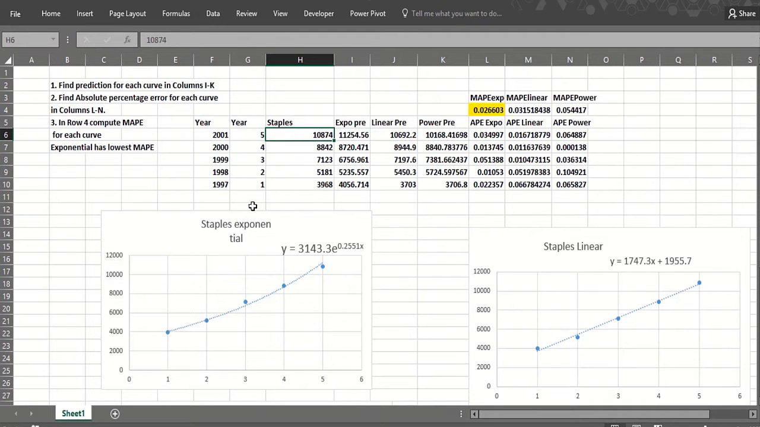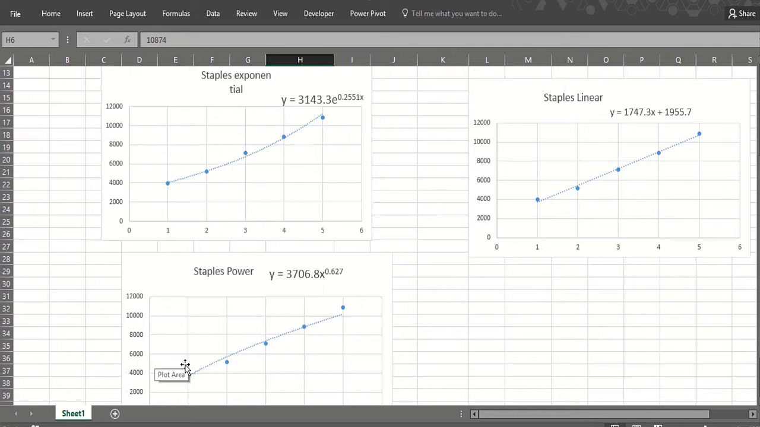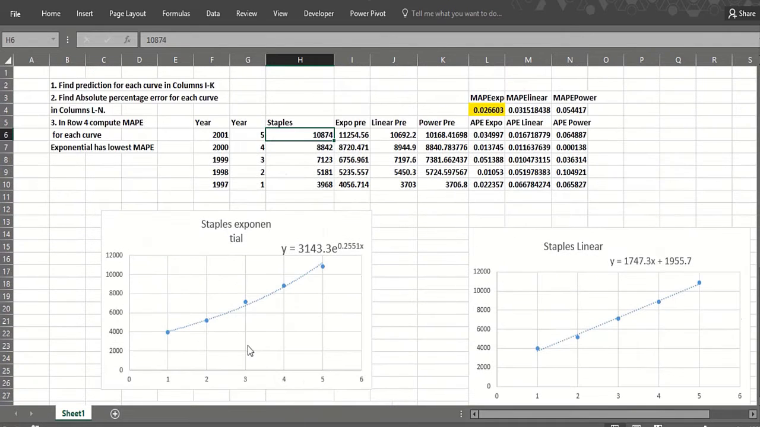Here's the revenue. We fit the exponential curve. You can see it's a pretty good fit. We fit the straight line curve. It's a pretty good fit. We fit the power curve. Pretty good fit. How do we determine which is formally the best fitting curve?